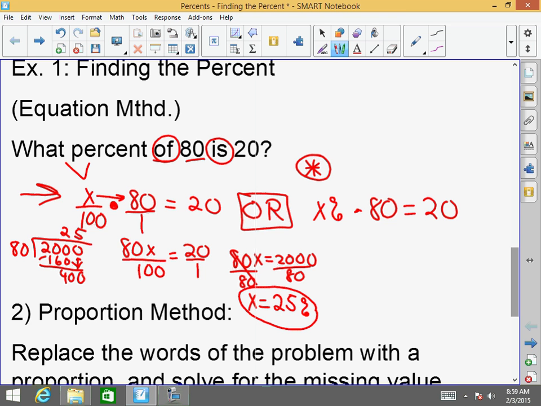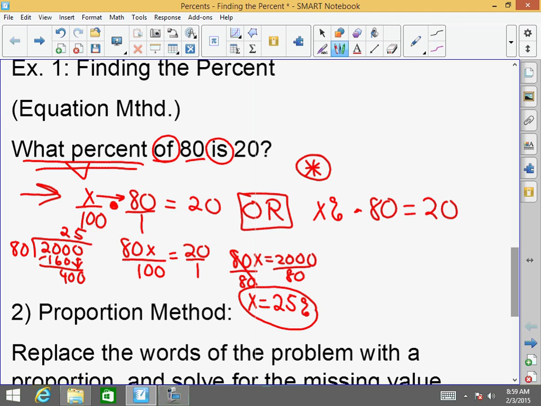You have to put the percent sign. Why, Mr. Morrow? Because you're looking for a percent. With this method here, you don't have to worry about anything except remember to put the percent. You guys with me here?